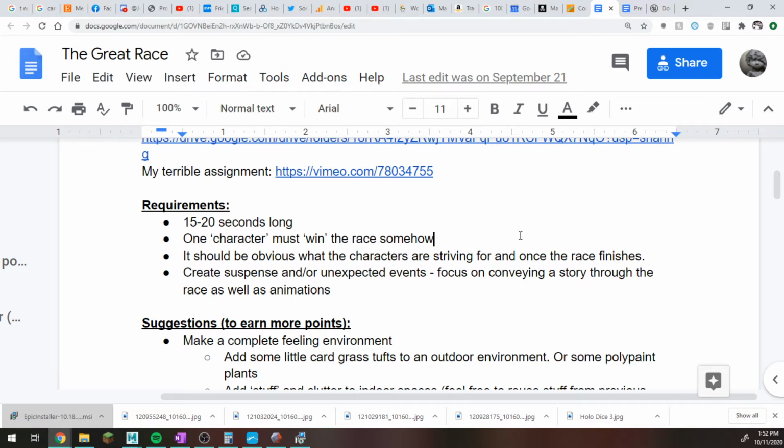I use the term race very loosely. It should be obvious though, what the characters are doing, the reason for their race. If it's a really obvious car race, that's one thing. It could be like 2 ants going for a sugar cube or something like that. They could be running away from something. It doesn't really matter, but their motivation should be obvious for whatever they're doing.